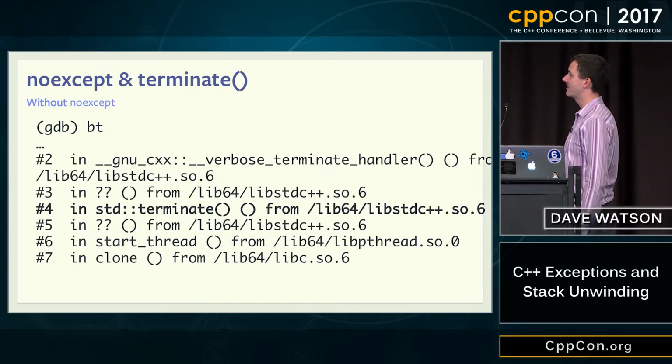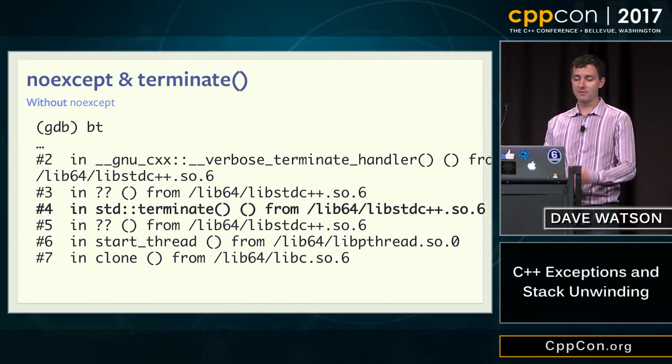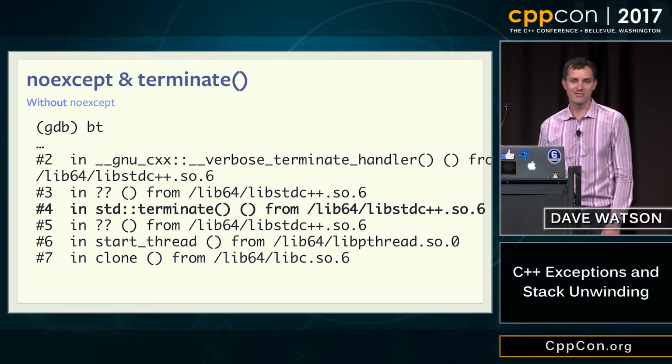So here's what I got. I did this on Linux. I think I used GCC 6 for this. So here's my backtrace. It definitely threw the exception, definitely called terminate, but I don't actually see bar in here anyway. There's std terminate, and then there's start thread.